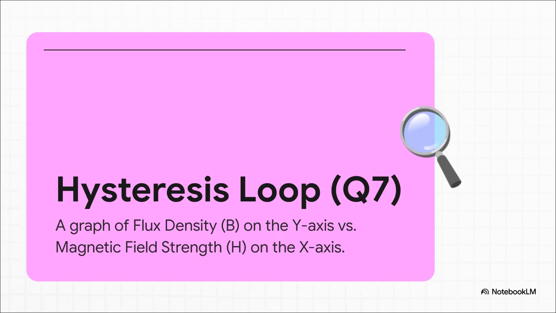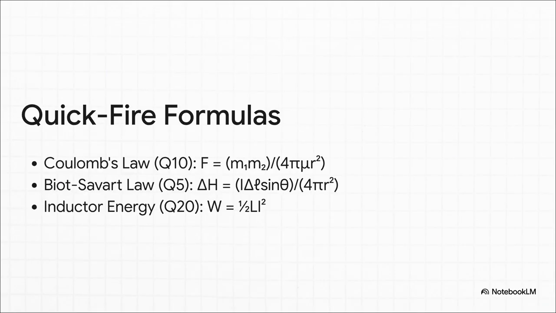Just lock this in. H, the field strength you apply, is on the horizontal x-axis. B, the flux density you get out of it, is on the vertical y-axis. H goes in, B comes out. X then Y.